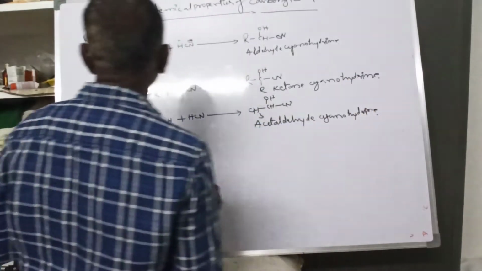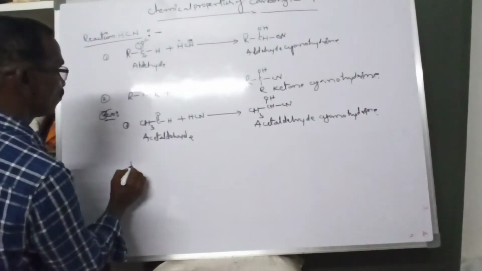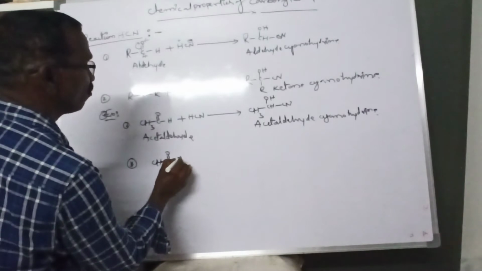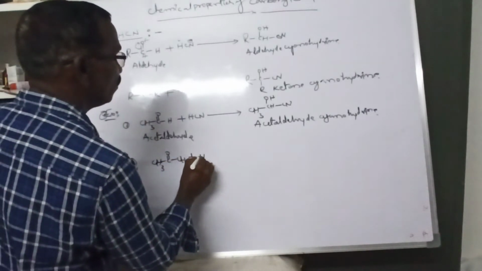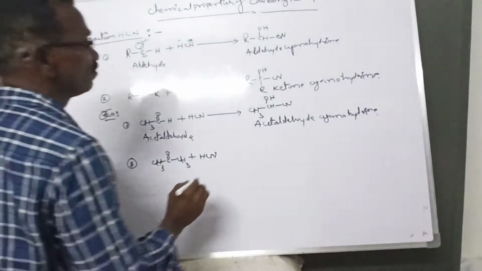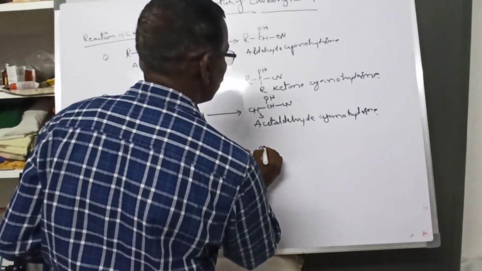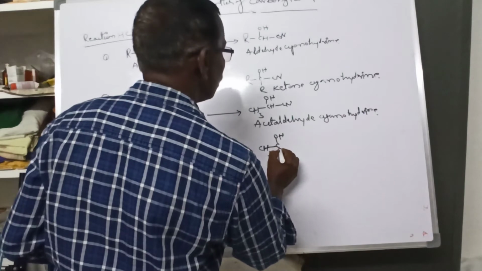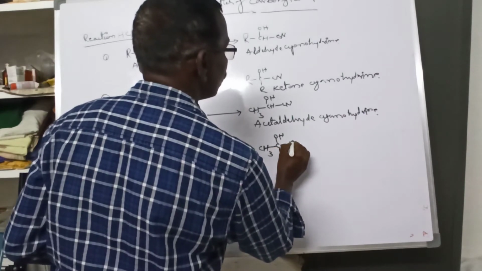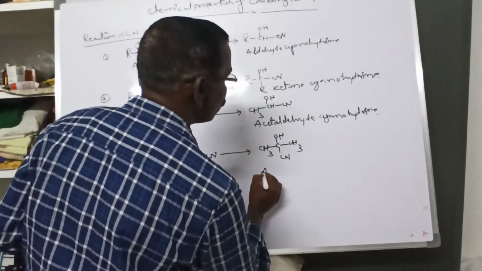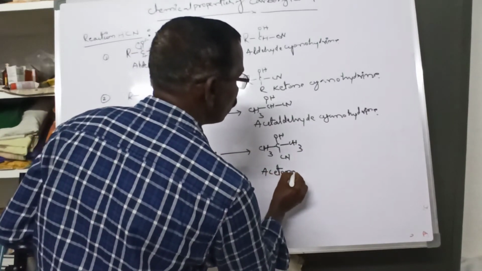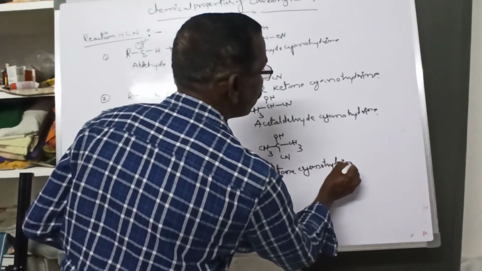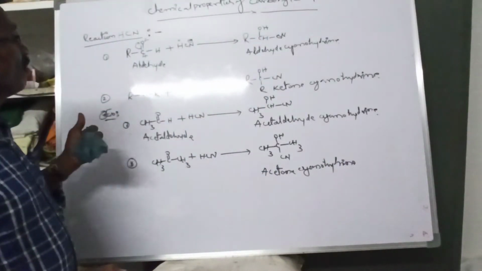If you take the second example, it is acetone, the first compound of the ketones. On addition with HCN it forms the acetone cyanohydrin compound. It is also the same: acetone cyanohydrin, CH3, CH3, OH and CN. Cyanohydrin is formed. These are additions with HCN.